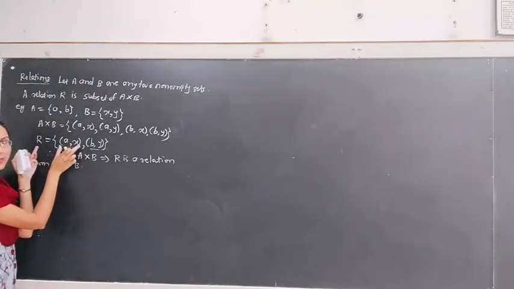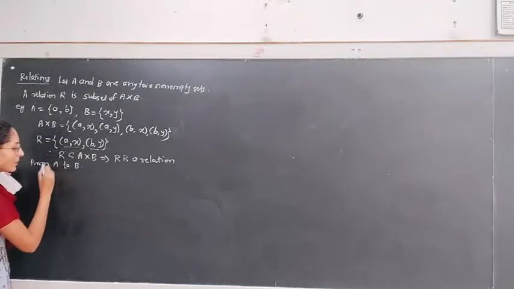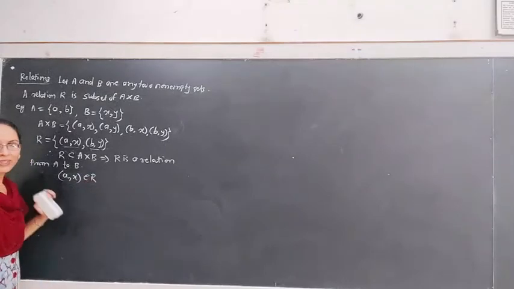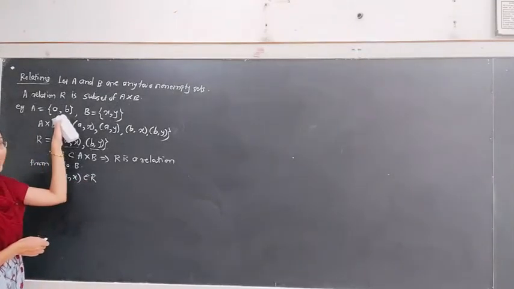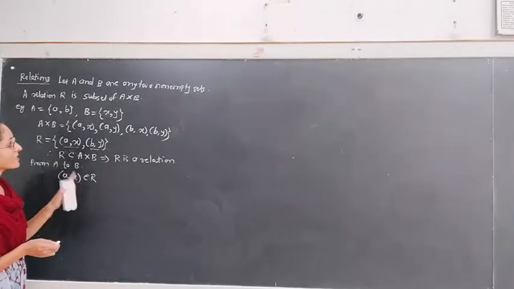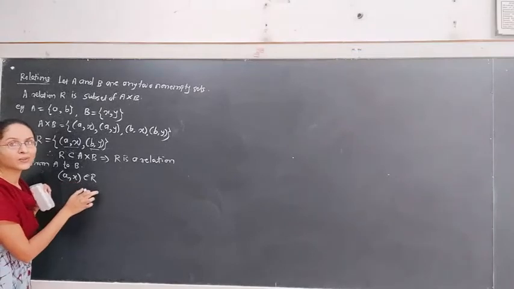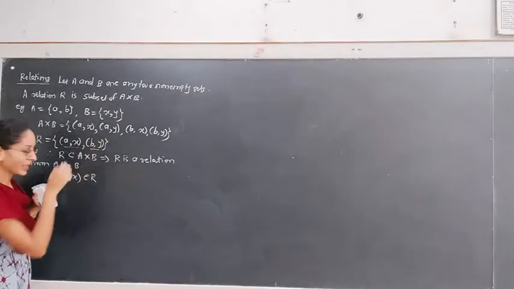Observe that the ordered pair AX belongs to the set R. The ordered pair AX belongs to set R. In this case, we say that A is related to X. A is the element of the set capital A, X is the element of the set B, and the ordered pair AX belongs to the set R, which is a relation because it is a subset of A cross B.